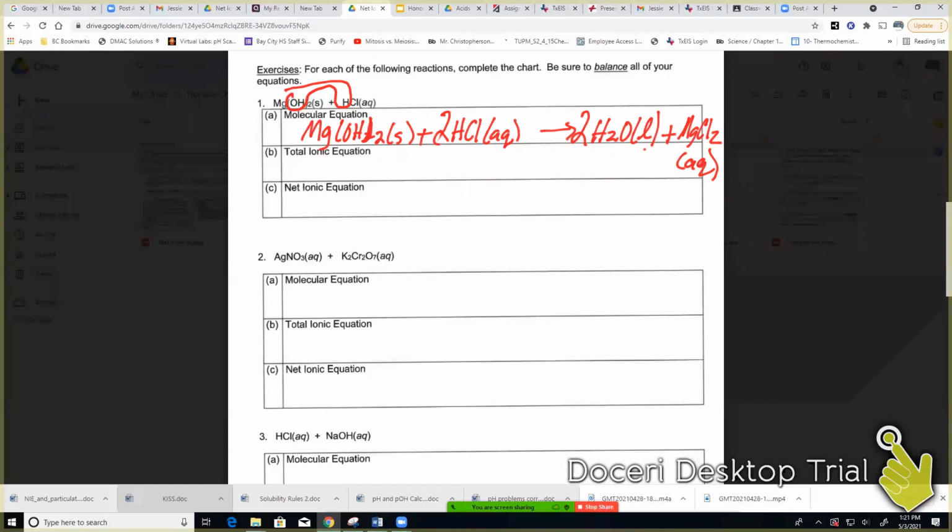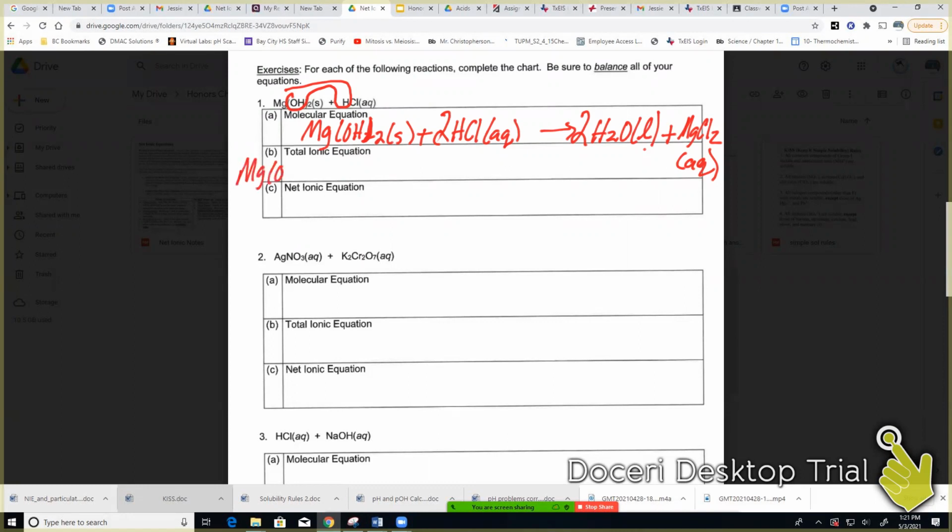Some of them may be balanced when you predict the correct products, or they should be real simple to balance. There's none on here that are very hard to balance. So if you get to one of those, then double check that you've written it correctly. All right, so now we need to go through and write anything that is AQ as ions.